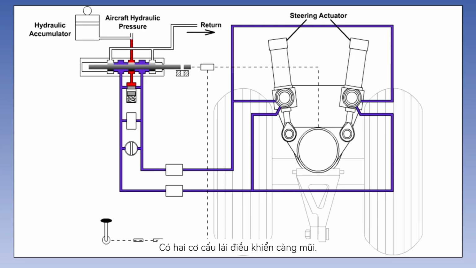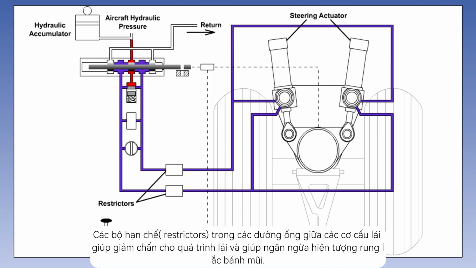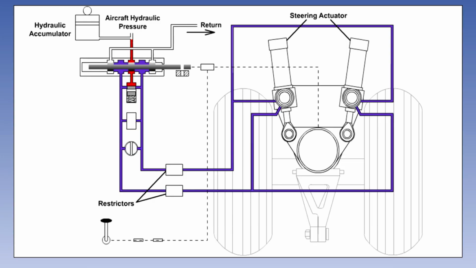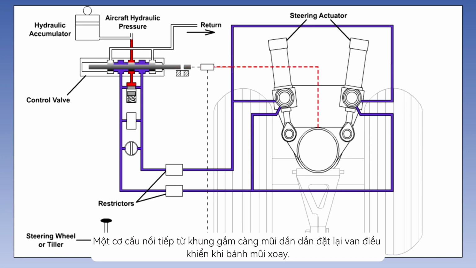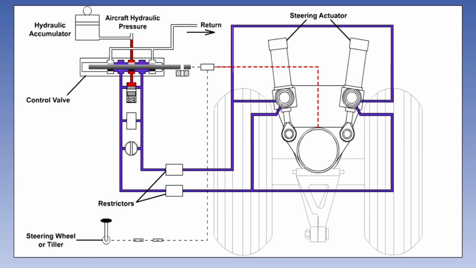There are two steering actuators which steer the nose gear. The restrictors in the pipelines between the steering actuators provide dampening for the steering operation and help to prevent nose wheel shimmy. As we mentioned, shimmy will be explained later on. The steering wheel or tiller is mechanically linked to the steering control valve. A follow-up linkage from the nose undercarriage gradually resets the control valve as the nose wheel turns.